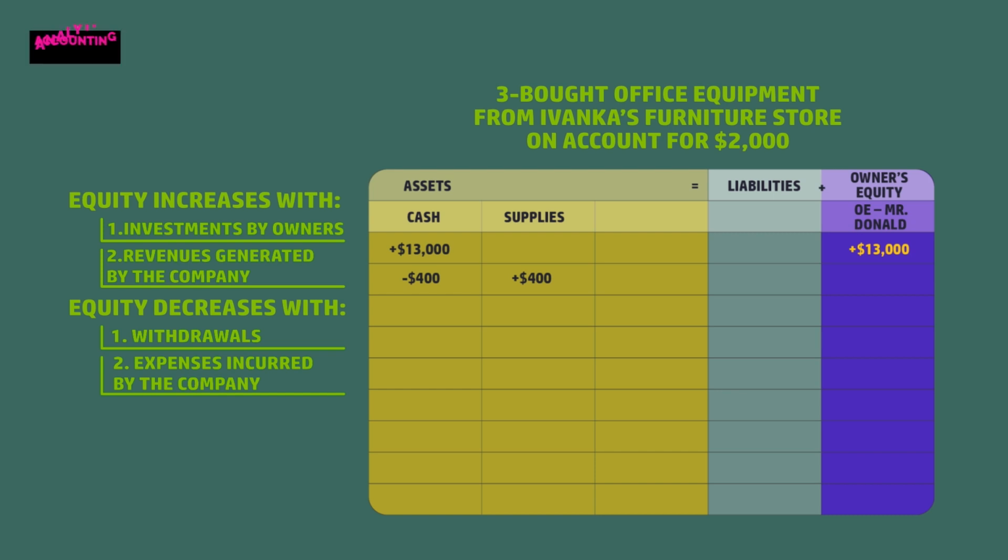We acquired another kind of asset this time, but we didn't pay for the equipment in cash, it was on account. So there will be an increase in liabilities by $2,000. So there's an increase in the equipment under assets by $2,000 and an increase in the liabilities account, specifically accounts payable, by $2,000.